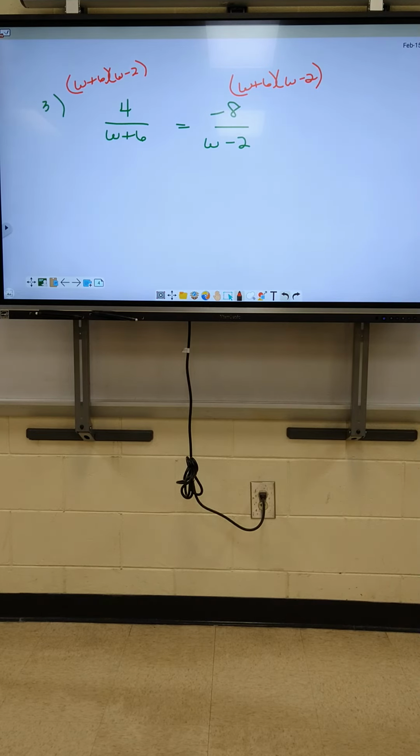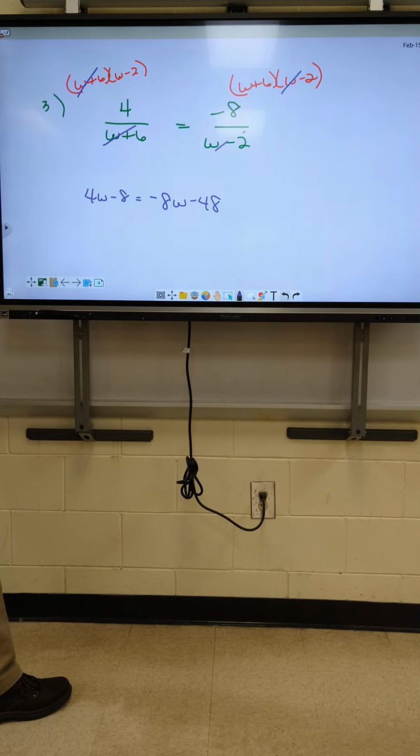All right, let's see how you guys started this one. All right, we can cross out w plus 6. Y'all bring down 4w minus 8. Cross out w minus 2, and y'all should have brought down negative 8w minus 48. All right, solve it from there. Y'all say this one's a fraction. What'd you get, Mark? It's got negative 2 over 3. All right, so it should be a fraction. See if you can get a fraction on that.